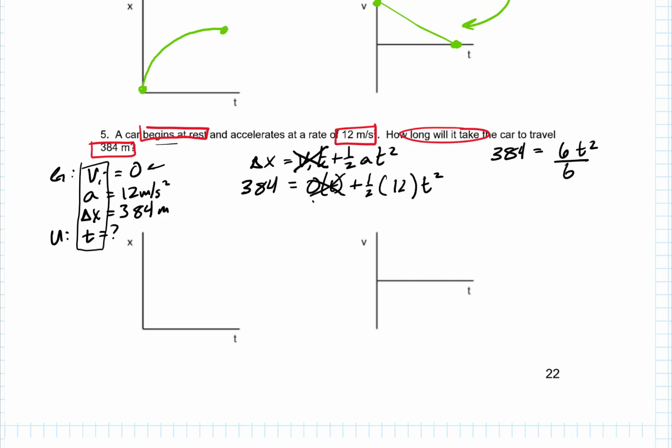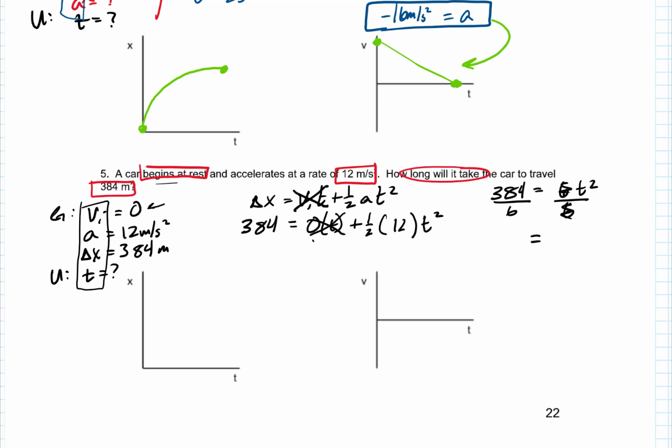So I'm going to divide both sides by 6. The 6's go away. And time squared is equal to 64. So in order to solve for time, we're going to square root both sides. And time ends up being 8 seconds.